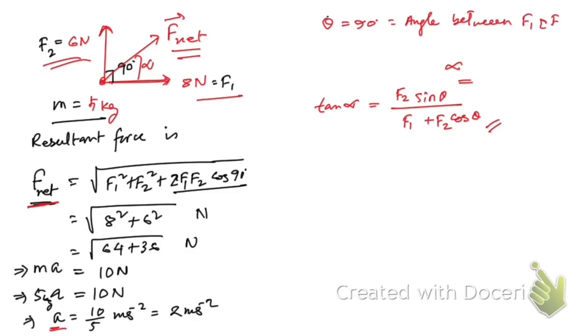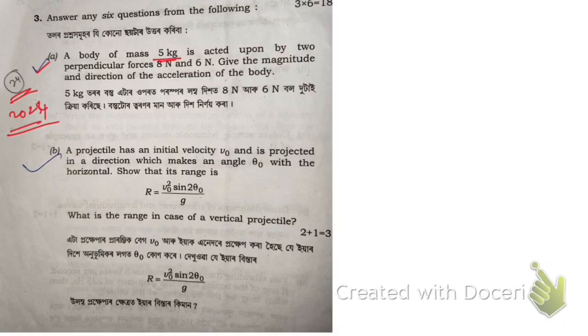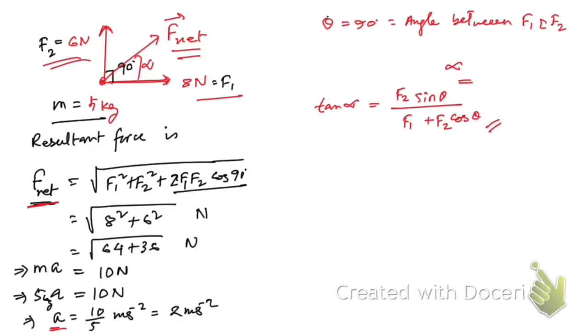It is already mentioned in the question that these forces are acting at right angle, perpendicular to each other. So that's why that must be 90, and let me take alpha as the angle between the resultant force, that is F net, and F1. If you give the vector sign here, then if you consider this as x-axis, you have to write i cap. So that's why I am not giving the vector sign here. Hope you have understood this.